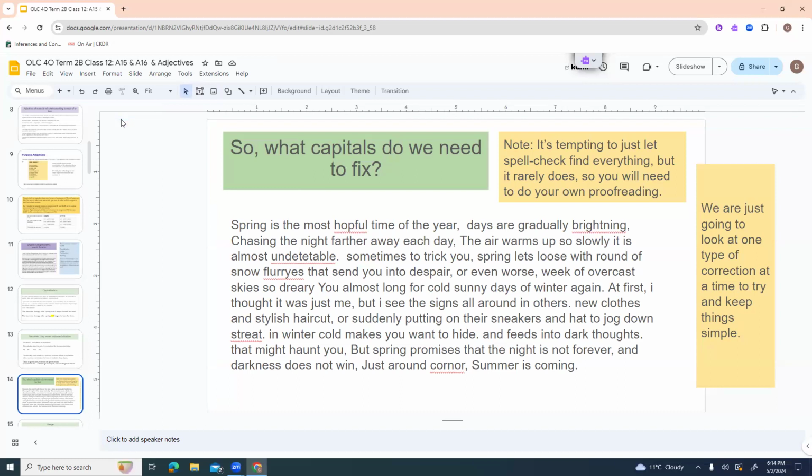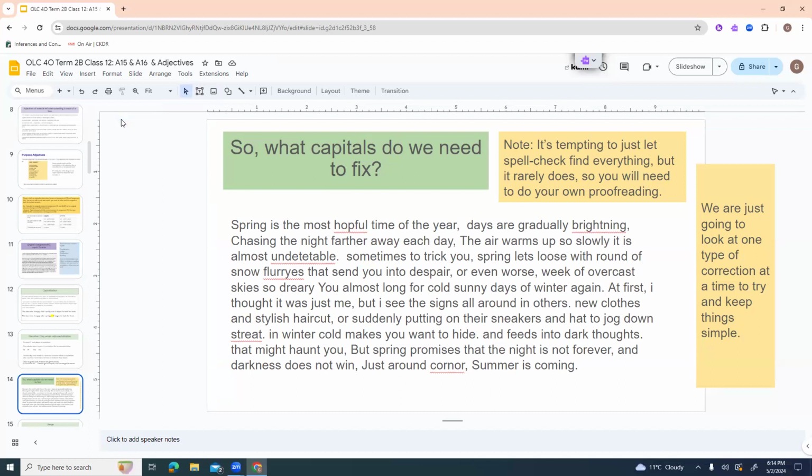Now, I know people will want to just let spell check find everything, but I really don't find that it does. It may depend on what software program your computer uses, but I have definitely run through spell check and even grammar check and thought I was doing okay, and then found mistakes later on. So be cautious of that.